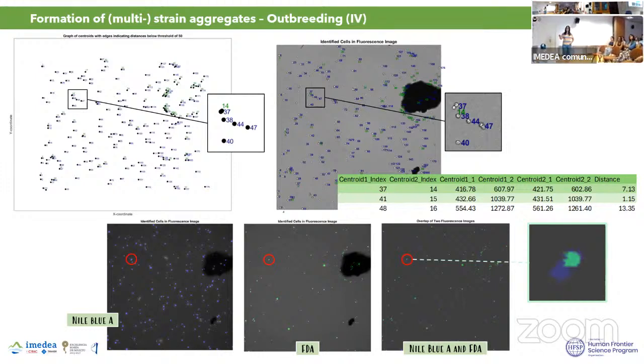Do you see? Because here we have the cells stained with Nile blue in blue, the cells stained with fluorescein diacetate in green, and here we can see that there is one of each.